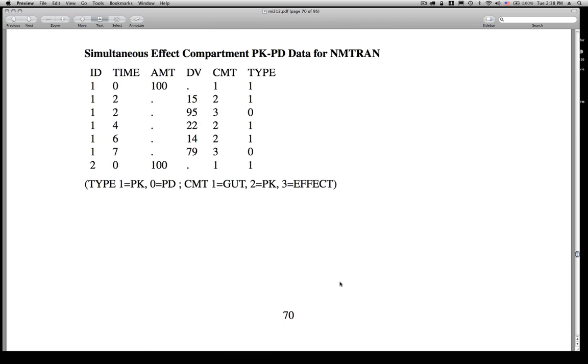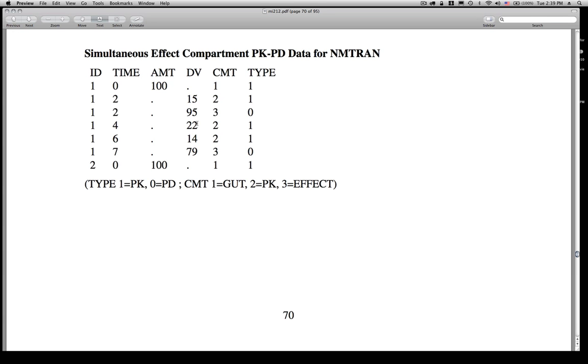So here's what the dataset looks like now for an effect compartment model. Everything is the same as before, the same as the simultaneous fit we did for the direct relationship, but now we have a CMT data item. Dosing record again into compartment 1, and now we have type and compartment, which are telling us different things. Compartment 2 here is the central compartment, and that's a PK observation. Compartment 3 is a PD observation. And actually we could key off of compartment in this particular model because compartment changes when type changes.